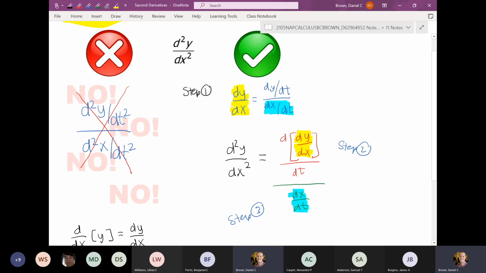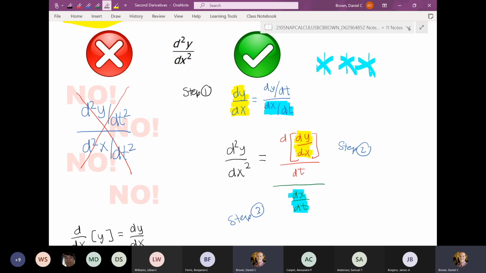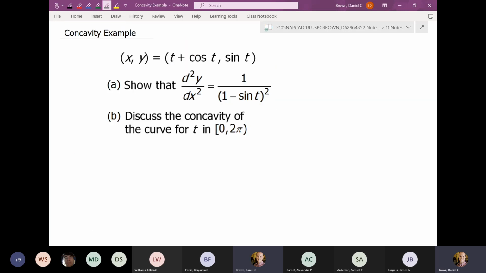So let's go ahead and look at an example, because I think seeing an example makes it make a little bit more sense. But again, if a student messes up something, it's going to be that second derivative. So it's definitely a formula you want to practice and review. The example I want to do is a 2-for-1. I have a parametrically defined function with x and y defined. I want us to show that the second derivative is equal to that expression. So we'll have to find the second derivative. And then how in calculus do we often use the second derivative? We often use it to talk about concavity. So part B, once we have it, we'll talk about the concavity.